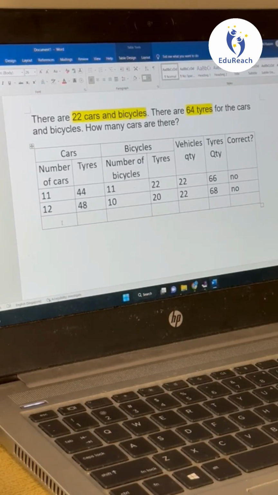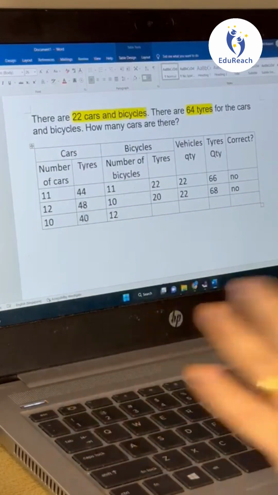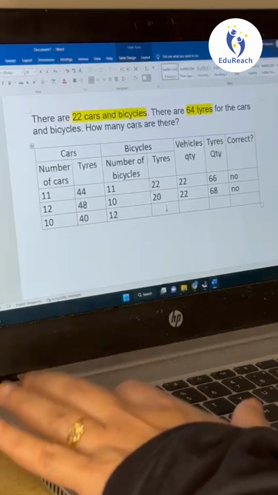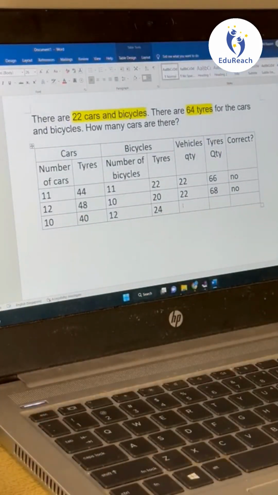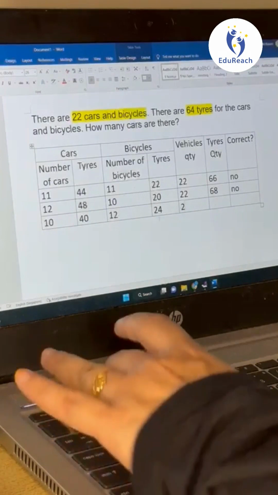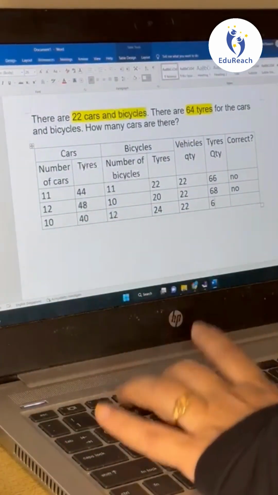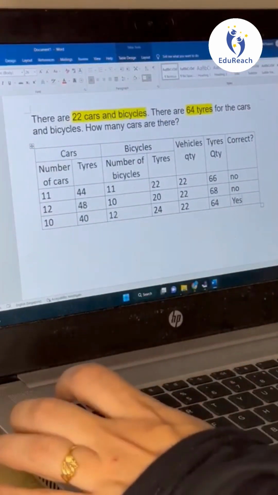So the answer, most probably, but let's prove it first, is based on the number of cars. Let's say now we use 10 as the number of cars, and 12 as the number of bicycles. If there are 10 cars, that's 40 tires. And if there are 12 bicycles, there are 24 tires. The quantity 10 plus 12 is still 22. And then what about the tires? 40 plus 24? Yes, it's 64. So this is the correct answer.